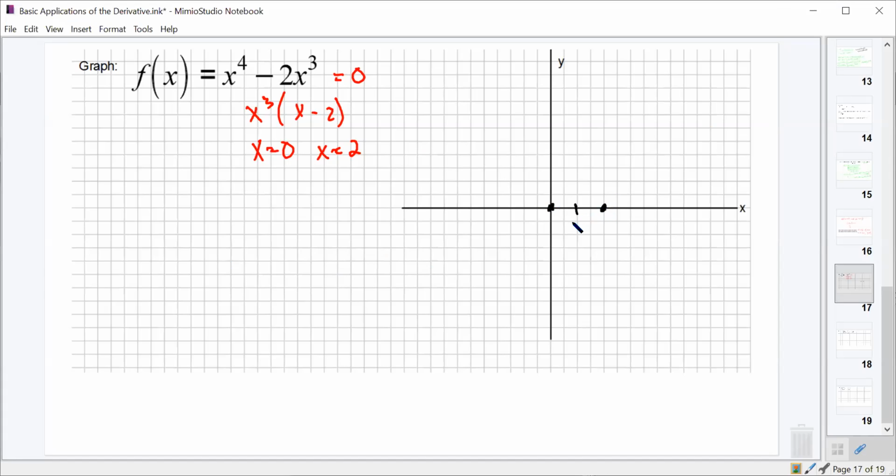And just spread this out a little bit. And then we don't need to bother to find a y-intercept because we've already found the y-intercept, it's 0. If we plug in 0, obviously we get 0. So we got an x-intercept at 0 and an x-intercept at 2. Everybody good with that? And then I assume you were finding derivatives.